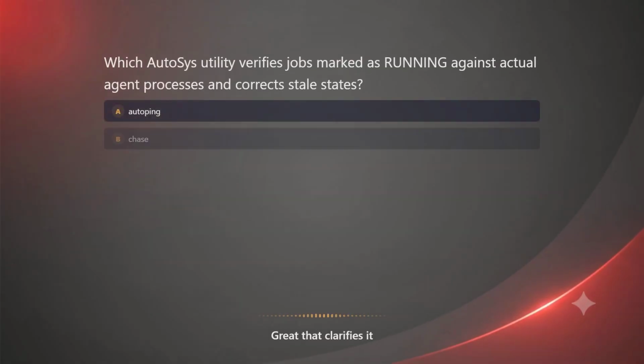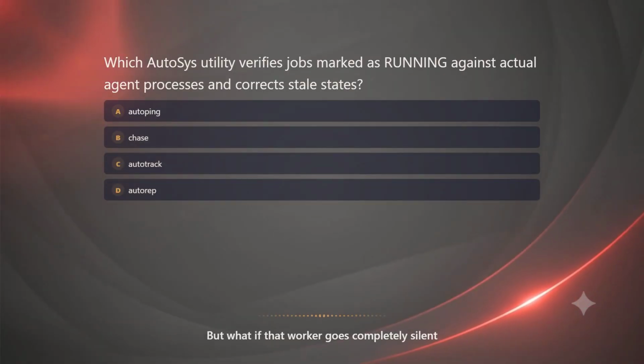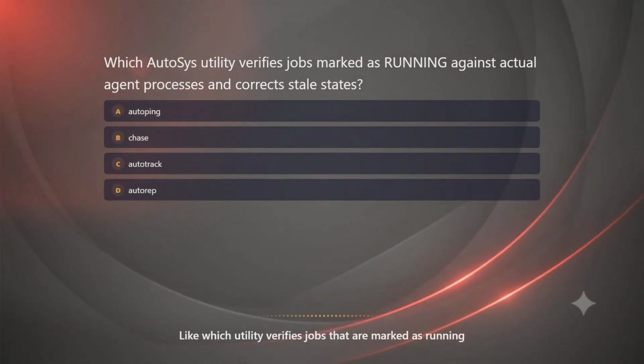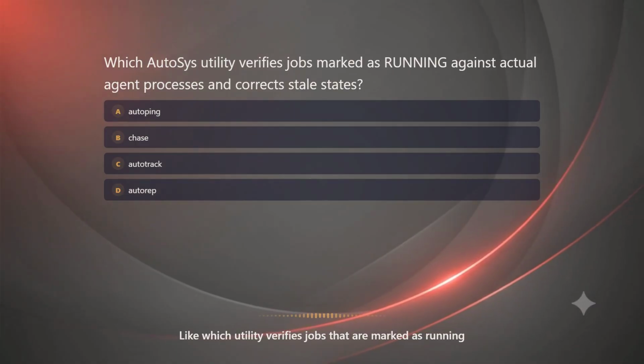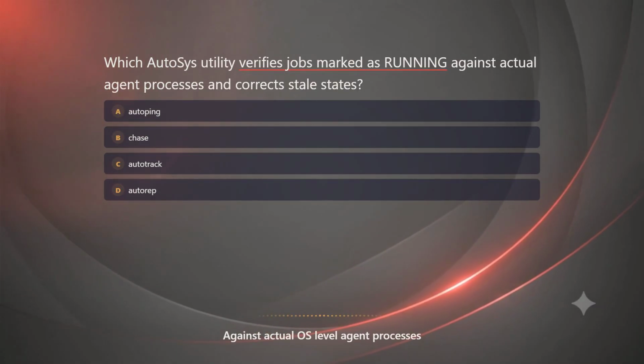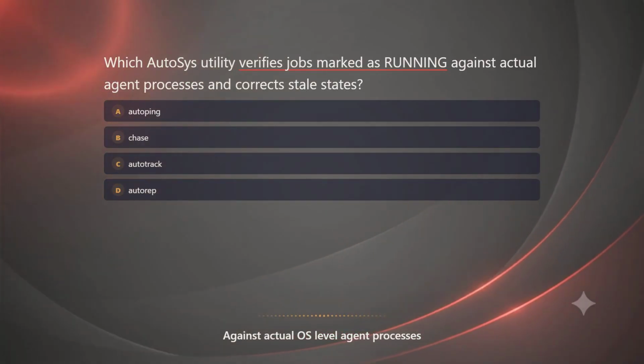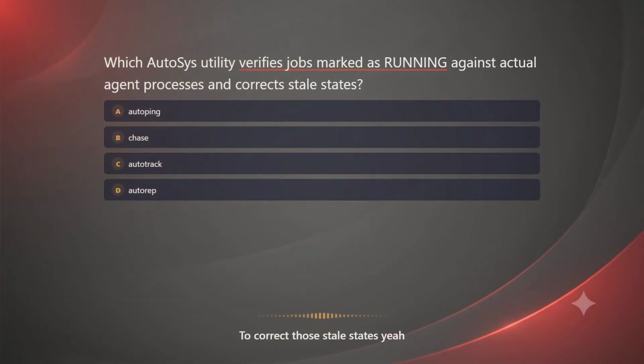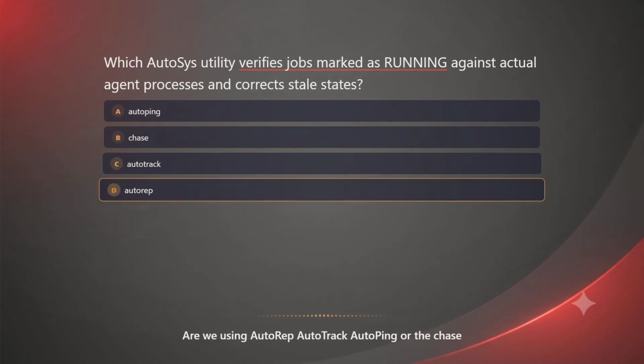Great, that clarifies it. But what if that worker goes completely silent? Like, which utility verifies jobs that are marked as running against actual OS-level agent processes, to correct those stale states? Are we using AutoRep, AutoTrack, AutoPing, or the Chase utility?